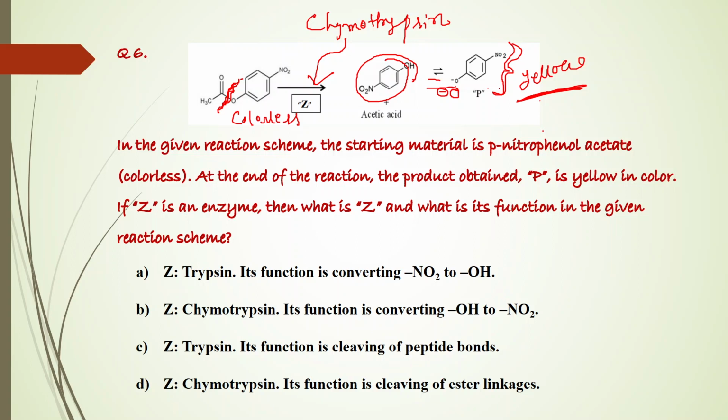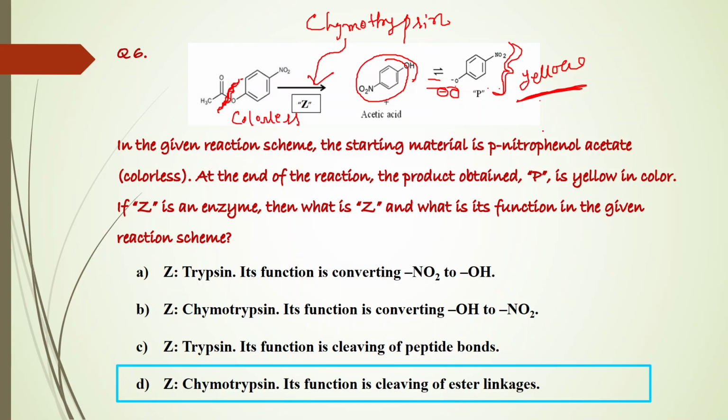So the correct option for question number 6 is that in the reaction shown here, Z is chymotrypsin, which functions by cleaving the ester linkage present in para-nitrophenyl acetate.